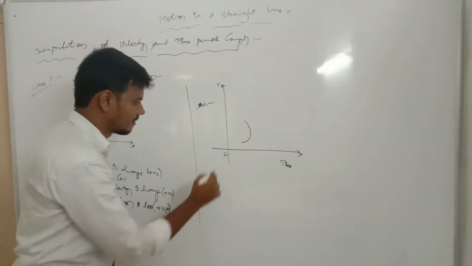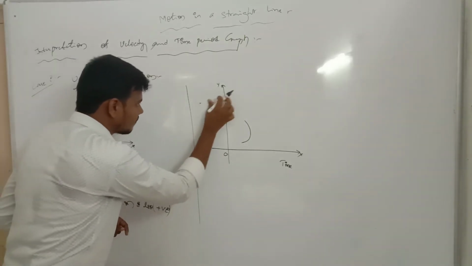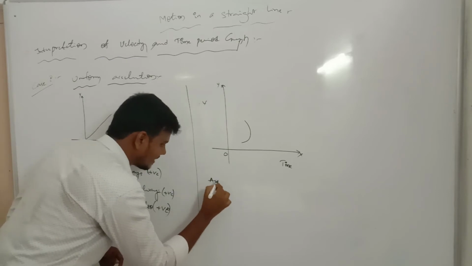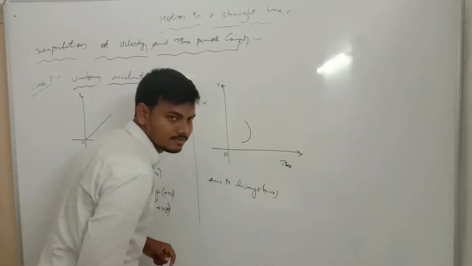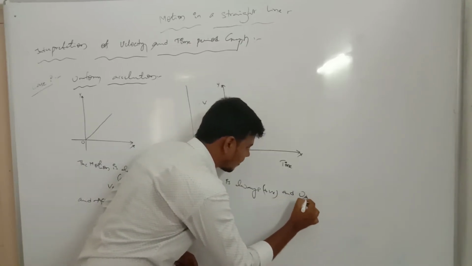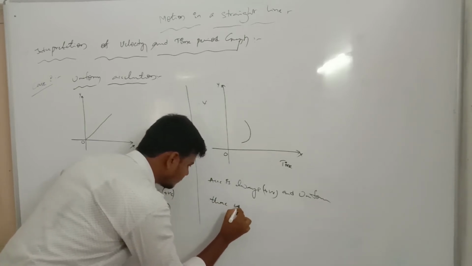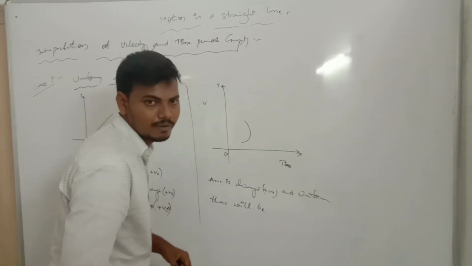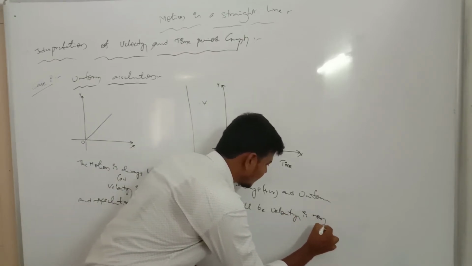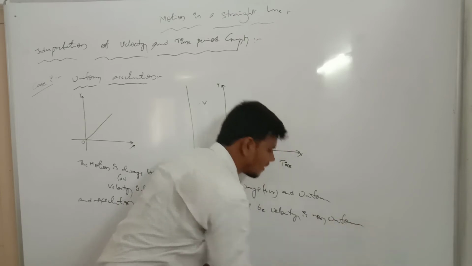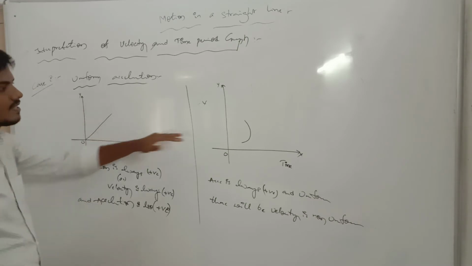Okay, this is the second. Clear? Velocity. Acceleration is always positive and uniform. Velocity is non-uniform. Which one? Non-uniform. Clearly we have observed. Right, this is the uniform motion, this is the non-uniform motion.